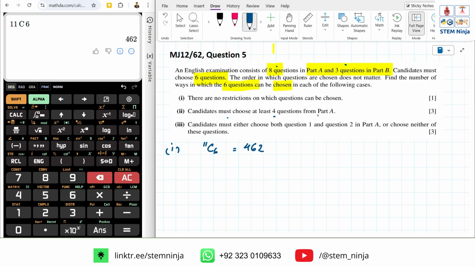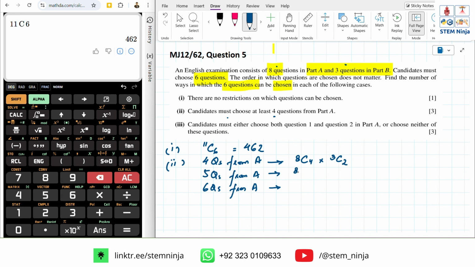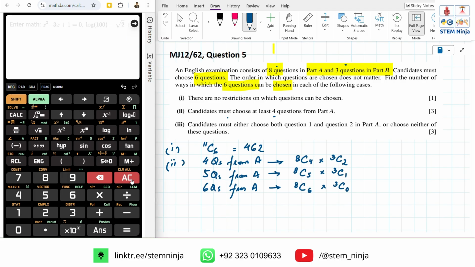Candidates must choose at least 4 questions from part A. So again, you have a choice: 4 questions from A, 5 questions from A, or 6 questions from A. If you're choosing 4 questions from part A, you will have 8C4, and 2 questions from part B, so 3C2. 5 questions, so 8C5 times 3C1, and then 8C6 times 3C0. So we just need to find the values.